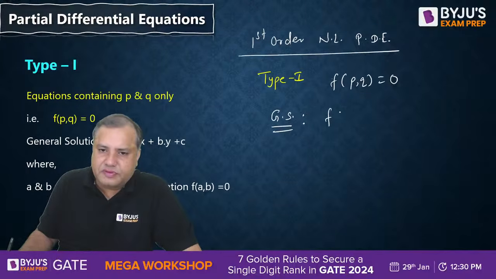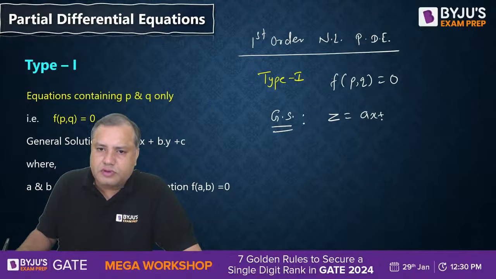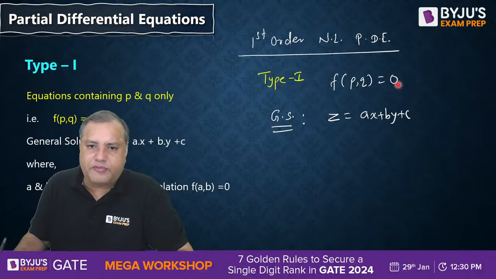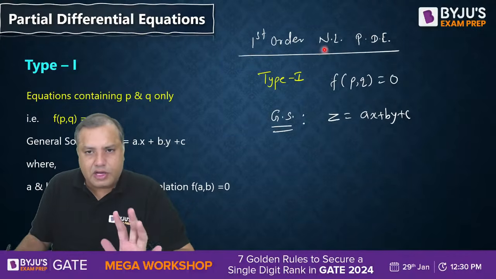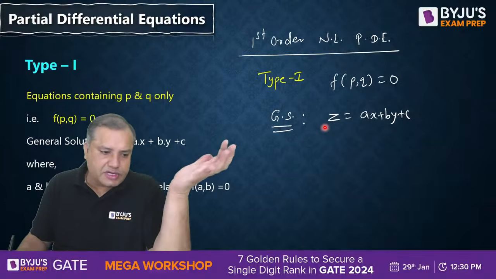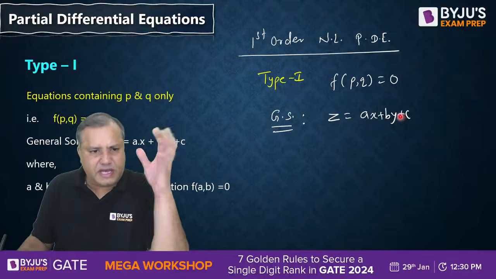And if your equation belongs to type 1, then its general solution will be z equal to ax plus by plus c. Student, as soon as you identify that it is type 1 non-linear PDE, then you can straight away write its solution. Solution is z equal to ax plus by plus c. It is fixed.